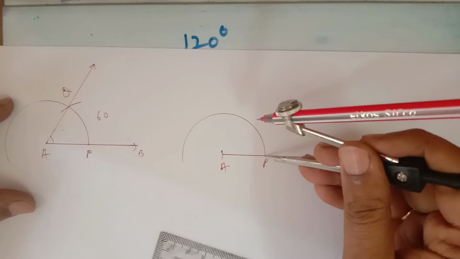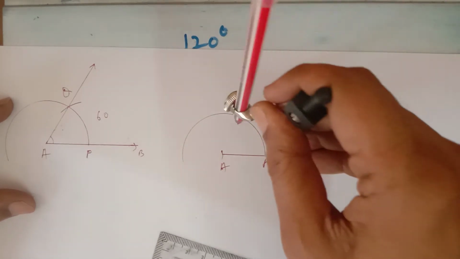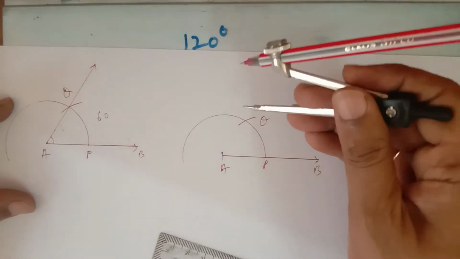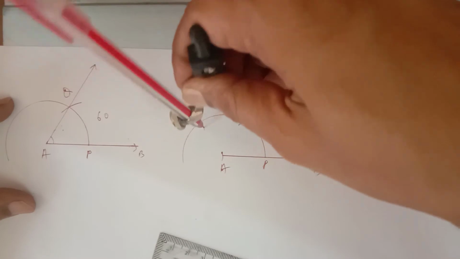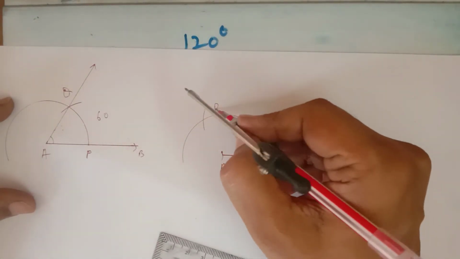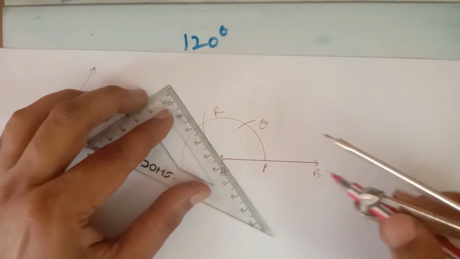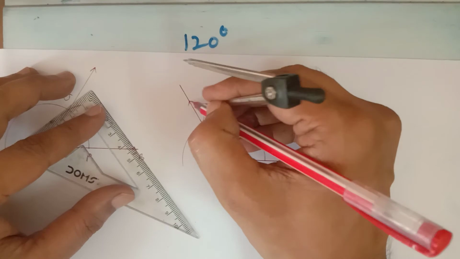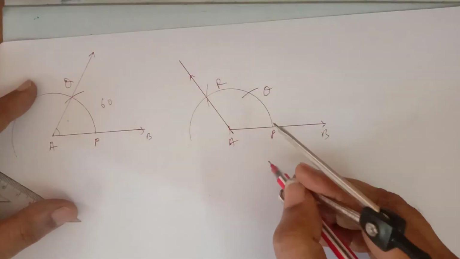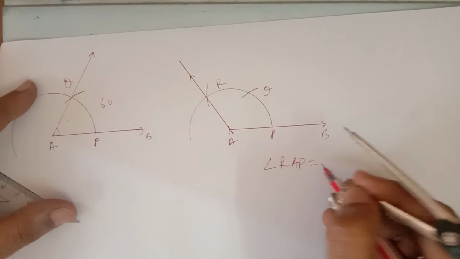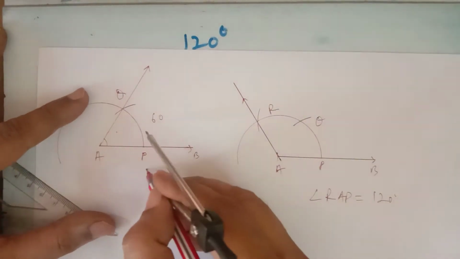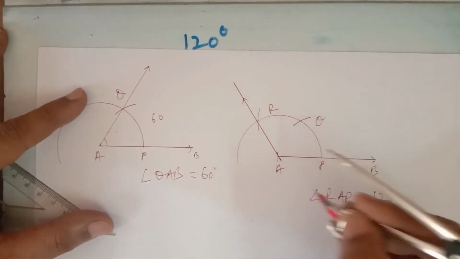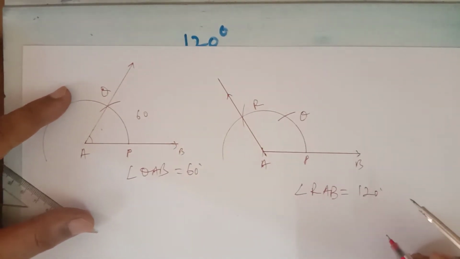With the same radius, with P as a center, cut an arc on the original arc. Let us call it Q. With Q as a center and the same radius, cut another arc. Let us call it R. And when you join it, it will be a 120 degree angle. So angle RAP will be equal to 120 degree, and angle QAB will be equal to 60 degree. RAP or RAB, 120 degree angle.